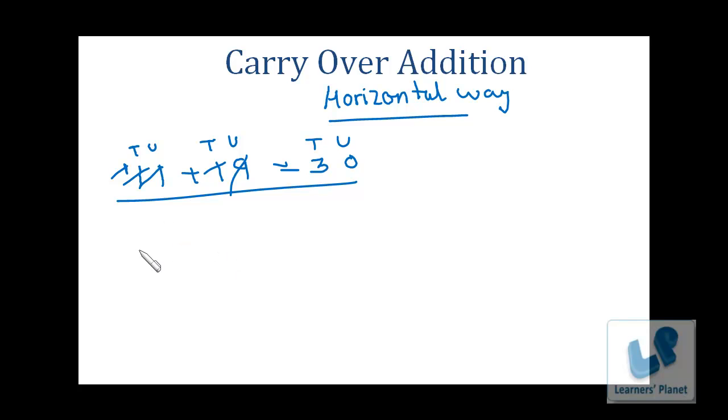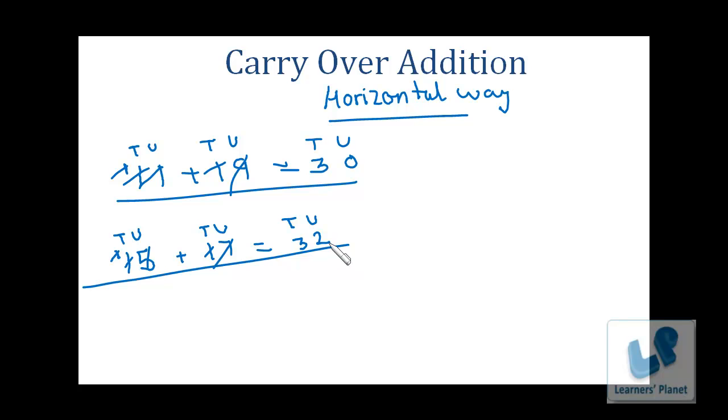Okay, now we'll take one more sum. Now suppose we'll add 15 plus 17 equals, so T, U, T, U and T, U. Now with units, 7 plus 5 equals 12, 2 here, 1 here, now 1, 2 and 3, so that is 32.